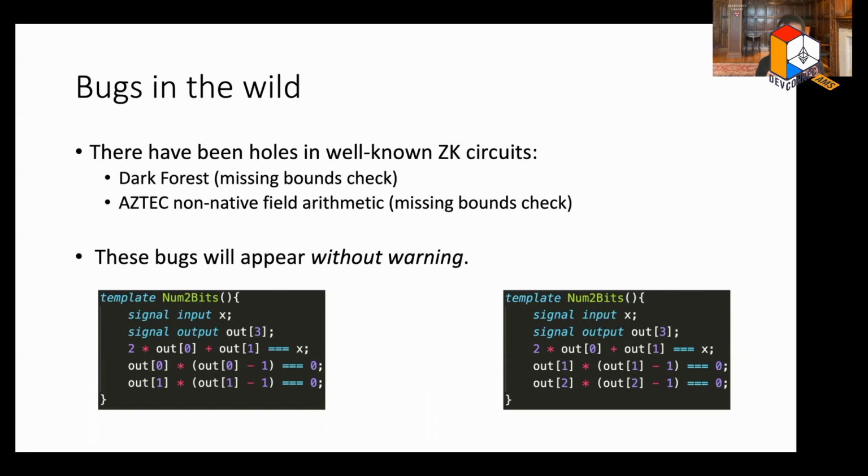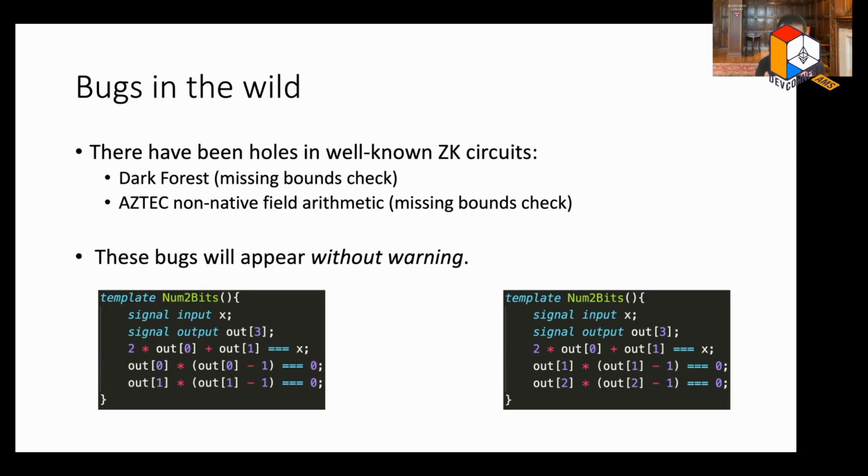To show some examples in the real world where this has happened, there have been holes in well-known zk circuits. For example, Dark Forest, a very well-known zk circuit, had a missing bounds check, which led to a hole. Aztec's non-native field arithmetic also had a missing bounds check, which led to a hole. And note that these bugs will often appear completely without warning.